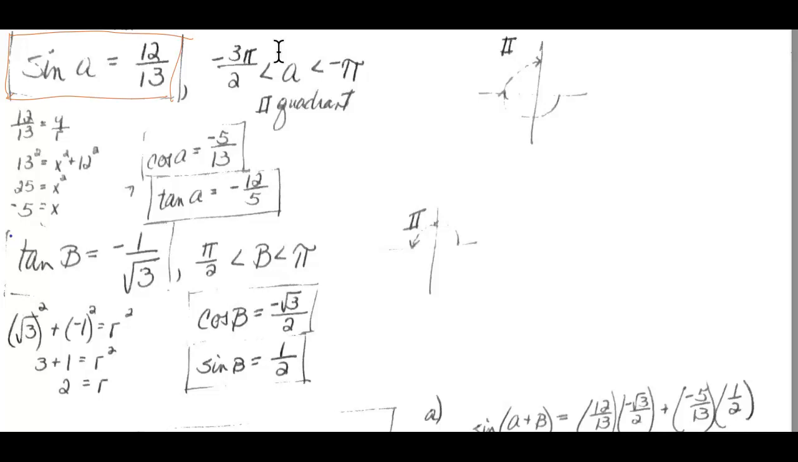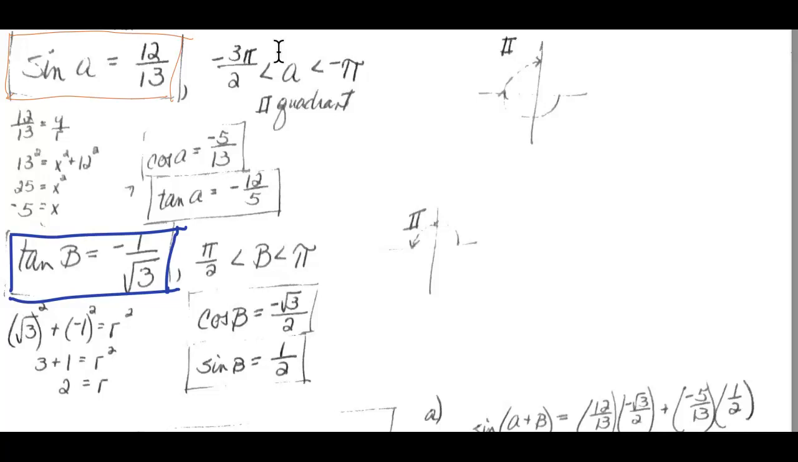And you're also given this piece of information. The tangent of beta is -1 divided by the square root of 3. Now, in addition to those two pieces of information, you were also told that alpha is between -3 pi over 2 and negative pi.